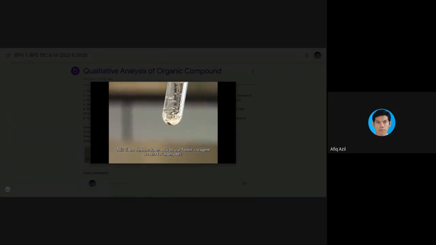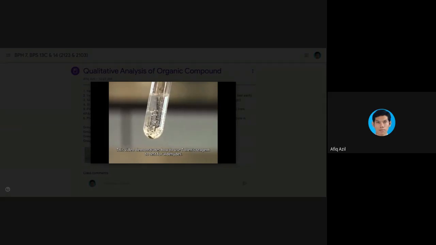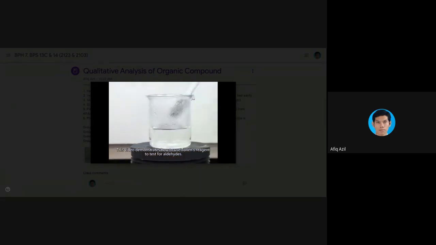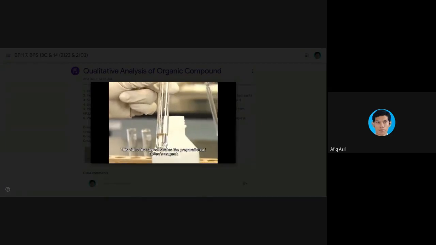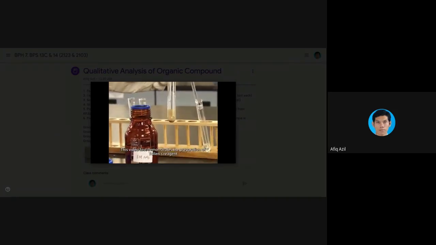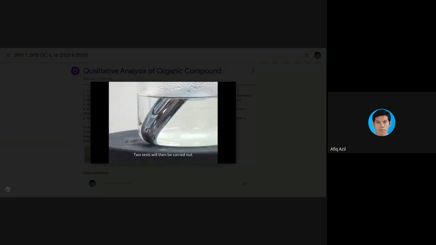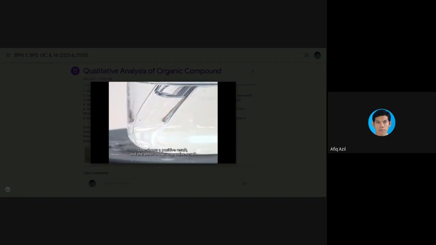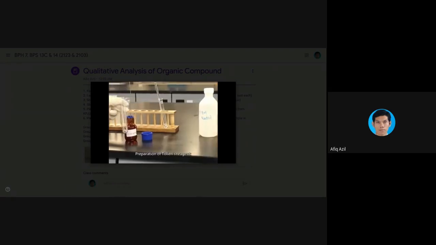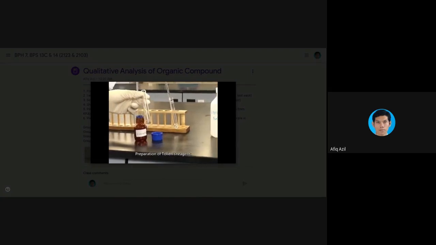This video demonstrates how to use tolerance reagent to test for aldehydes. This video first demonstrates the preparation of tolerance reagent. Two tests will then be carried out. One shows a positive result, and the other shows a negative result. Preparation of tolerance reagent.